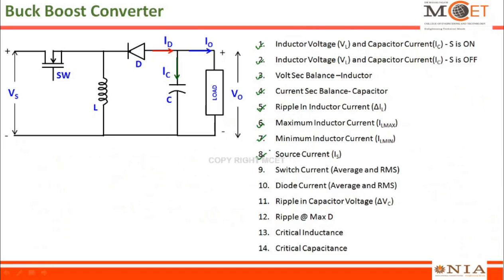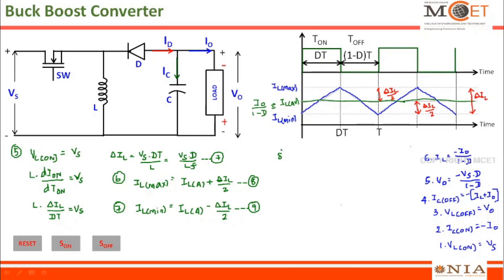The next part of the derivation is to find the source current. Let us try to derive this. In the 8th part of the derivation, to find the source current, whatever we did in the previous two derivations, the same thing I am going to follow. That is, the input power is equal to the output power. Input power is Vs, that is supply voltage, into the source current, which is equal to V0 into I0.